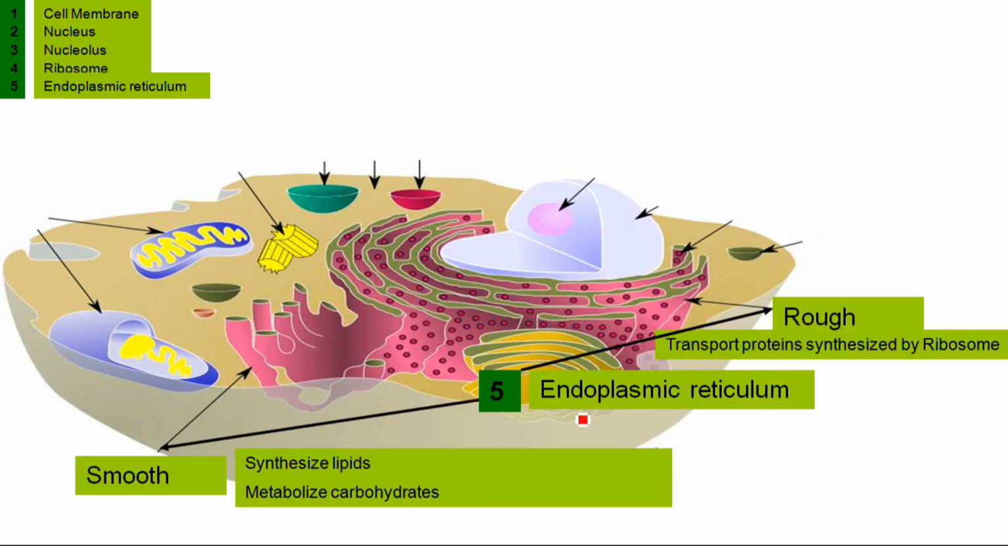Next is the endoplasmic reticulum. The endoplasmic reticulum is the site where proteins are made with the help of ribosomes. When the ribosome is attached to the endoplasmic reticulum, it is called the rough endoplasmic reticulum, and this type transports the protein synthesized by the ribosome. The second type of endoplasmic reticulum does not have ribosomes, and is called the smooth endoplasmic reticulum. It synthesizes lipids and metabolizes carbohydrates.